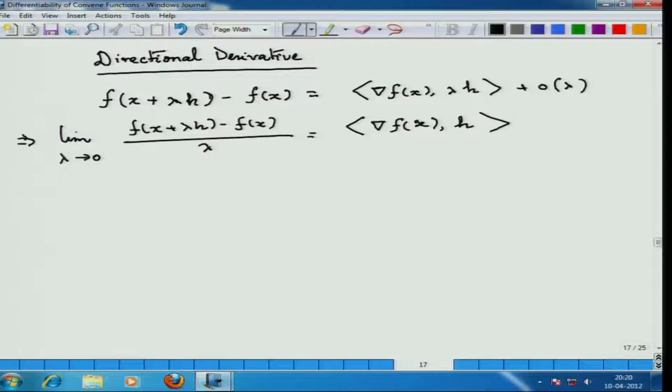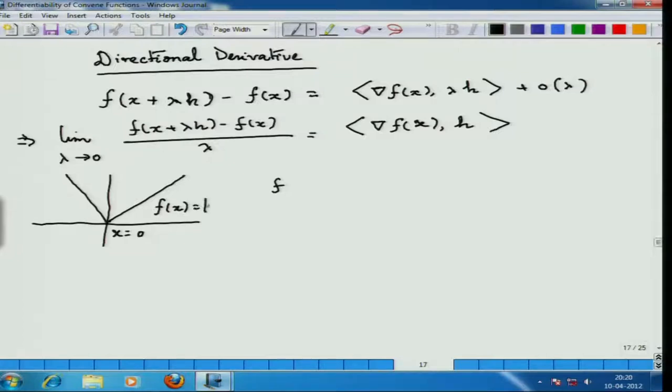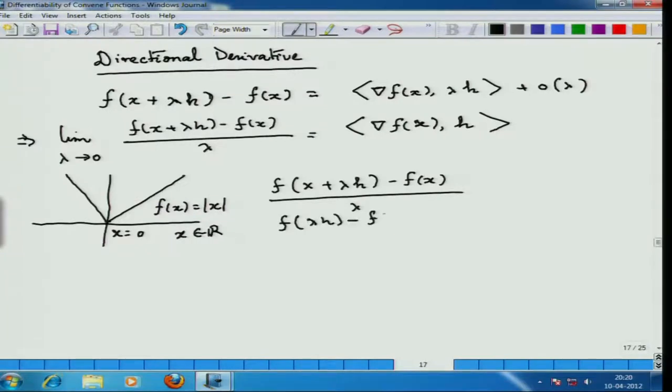But for a convex function, this may not always happen. Again, go back to the prototype example, f(x) equal to the absolute value of x, x in R. Look at the point x equal to 0. In this particular case, consider f(x plus lambda h) minus f(x), divided by lambda. First, I take lambda from the right hand side, lambda going to 0. So, this will be f(lambda h) minus f(0), which is 0, divided by lambda. So, this will be lambda times mod h by lambda, which is mod h.